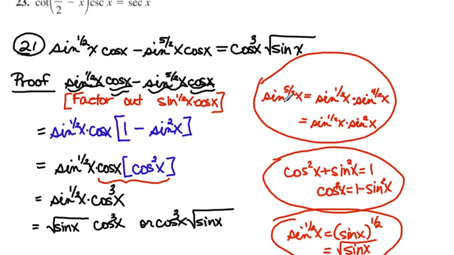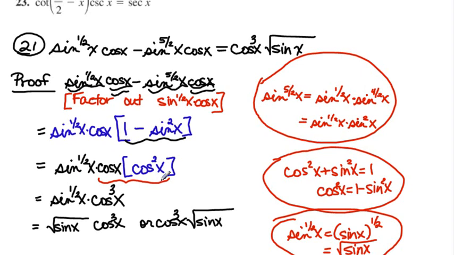So another way to think about sine to the 5/2 x is sine to the 1/2 x times sine squared x. So when we factor out a sine to the 1/2 x cosine x from each term, notice for the original term, that's exactly what we're factoring out. So you divide it by itself and you get 1. When we take a sine to the 1/2 x times cosine x out of the second term, well, it leaves a sine to the 4/2 x, which is sine squared x. So now we know that 1 minus sine squared x is cosine squared x.